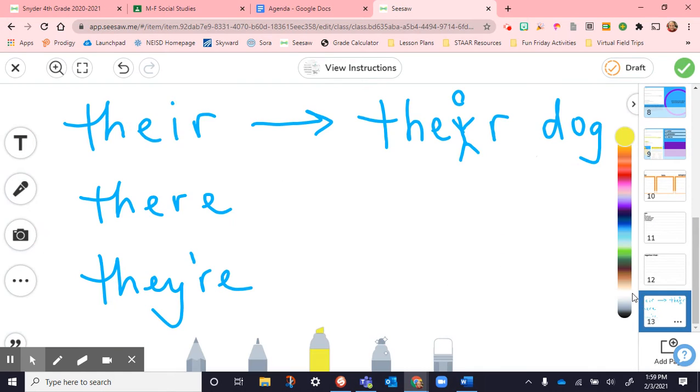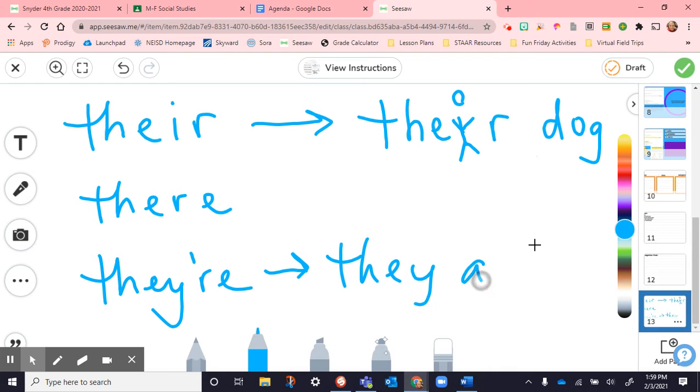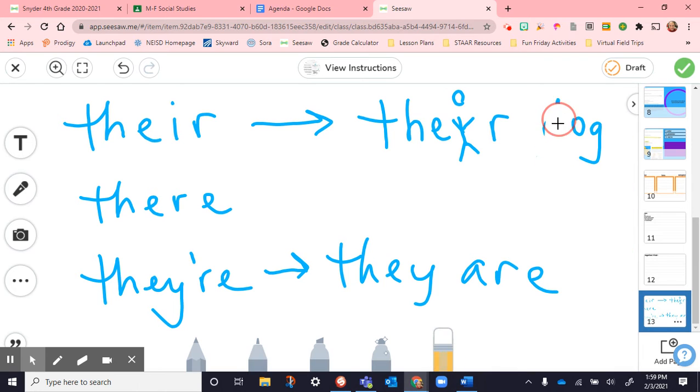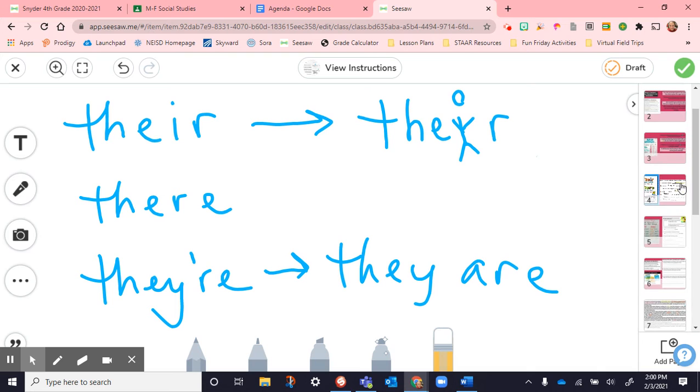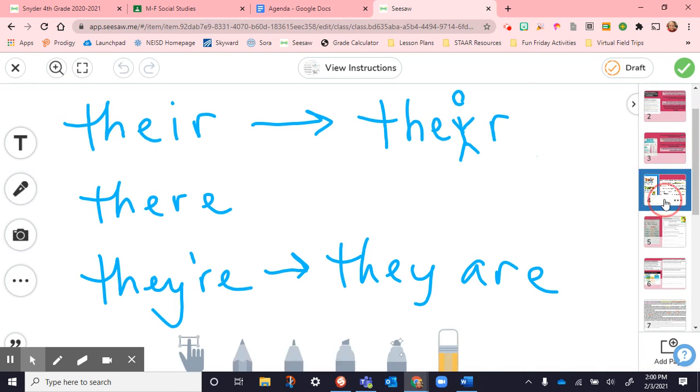All right, let's look at THEY apostrophe RE. Now this one stands for they are. So whenever you see this, you're going to split it apart back into the two words that it stands for. And you're going to try it out. And if you're able to say they are and it fits and it sounds correct, then you know you need the one with the apostrophe.